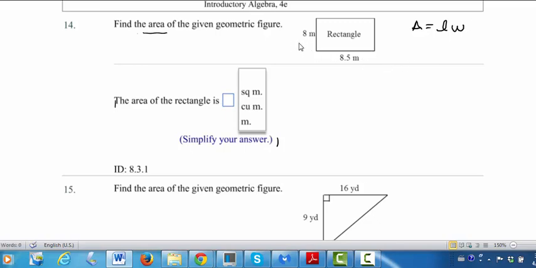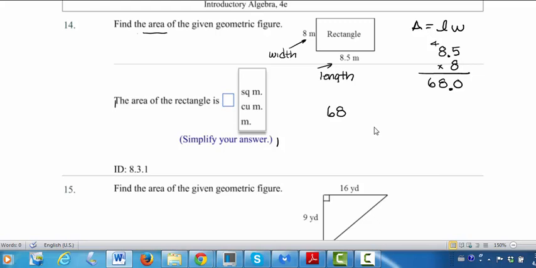And here we can say our 8.5 is our length, and 8 is our width. So all we have to do is multiply them out. I have 8.5 times 8, and that's going to give me 6 8 0, and I have one decimal place to the left, so I have 68. So my answer is 68.